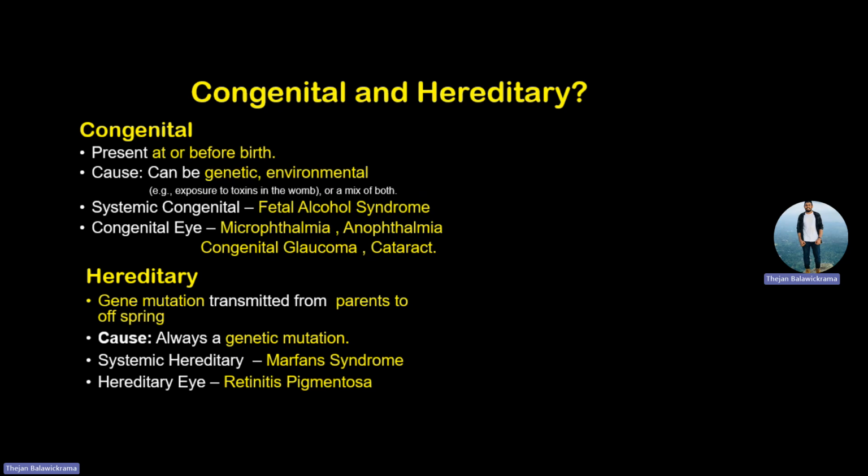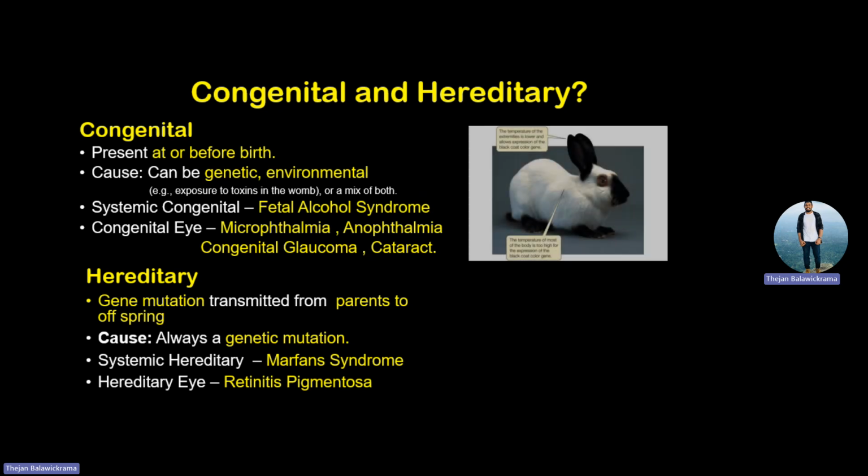And one example is fetal alcohol syndrome. And then there are congenital microphthalmia, anophthalmia, congenital glaucoma, congenital cataracts. So it's basically due to genetics and environment. So you have a gene, and if the environment also acts on it, then you call it congenital. It can be present at or before birth.